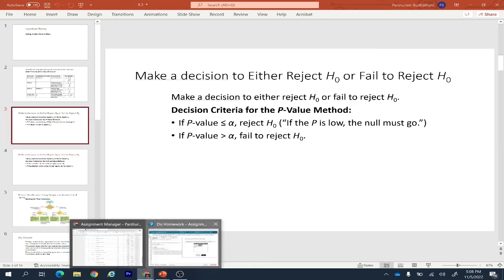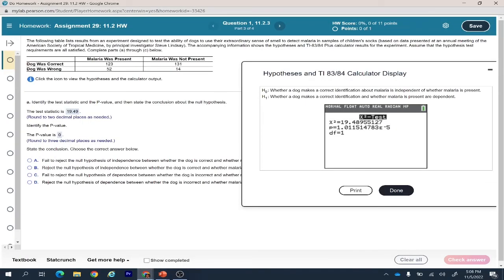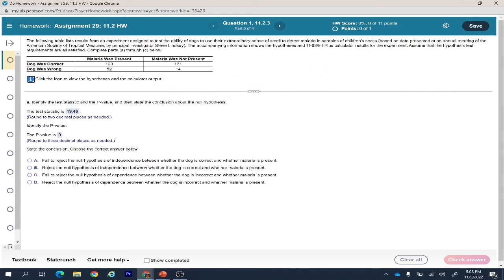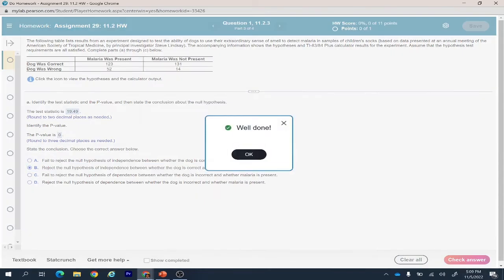Reject the null hypothesis. So which one is the answer? There are two options. Reject the null hypothesis of independence between whether the dog is correct and whether the malaria is present. Reject the null hypothesis. Okay, so this one is the right answer.